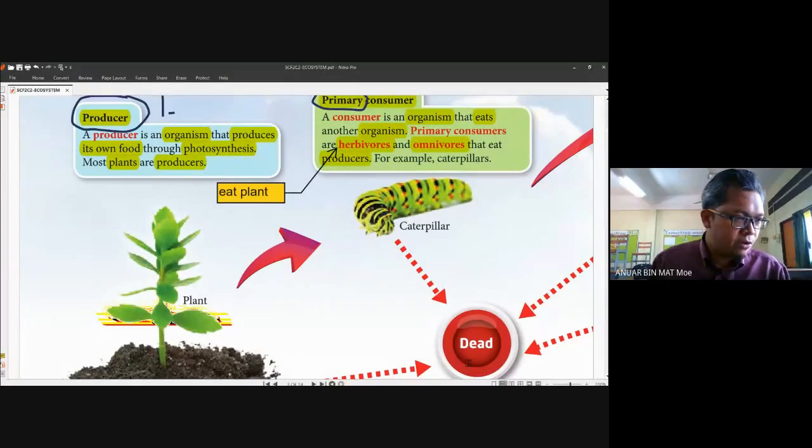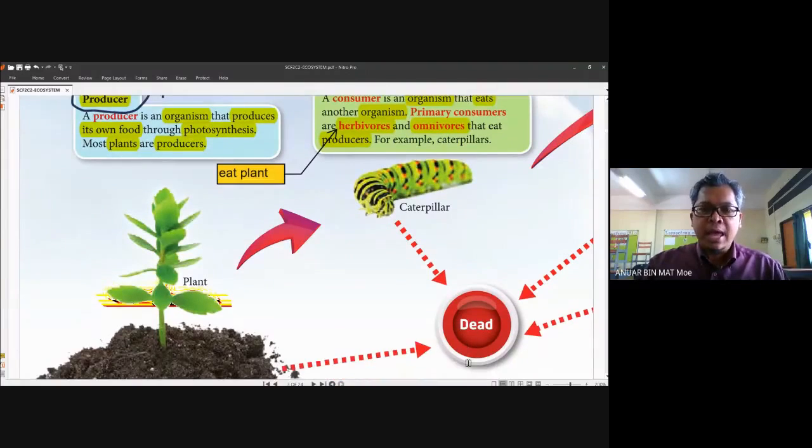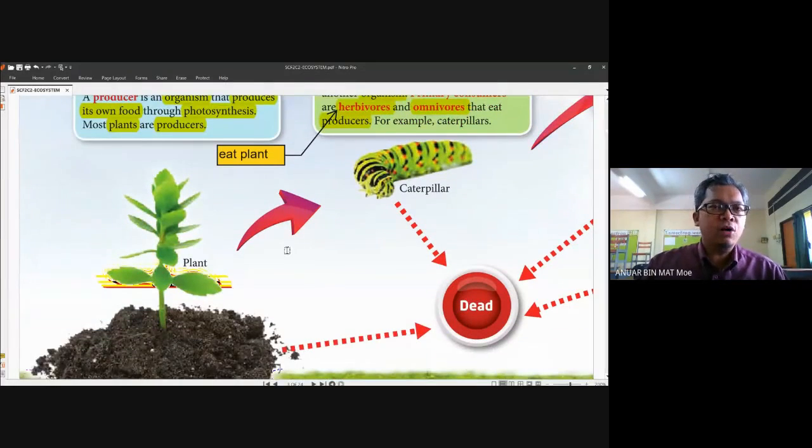Three consumers. Okay, very good. Ziying, Yingtong. There are 3 consumers and 1 producer. This is all organism. And then eventually, sooner or later, the producer and all the 3 consumers, primary consumer, secondary consumer, and tertiary consumer, all these organisms will eventually be what? Dead. Semua ini akan mati nanti.